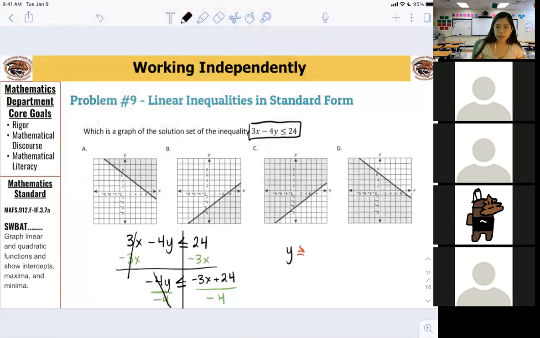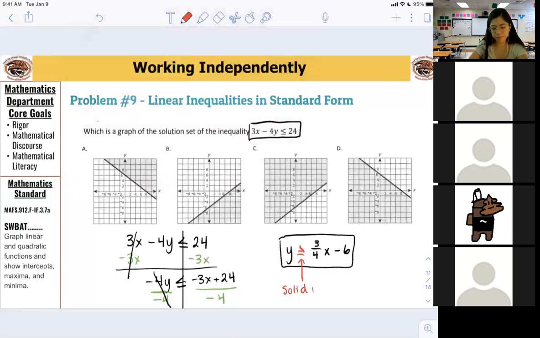All right, so greater than or equal to what? 3/4 x. Minus 6, good. All right, so this is my equation, and the symbol tells me everything I need to know. I know that this is going to be what type of line, dotted or solid? Solid. Solid line.